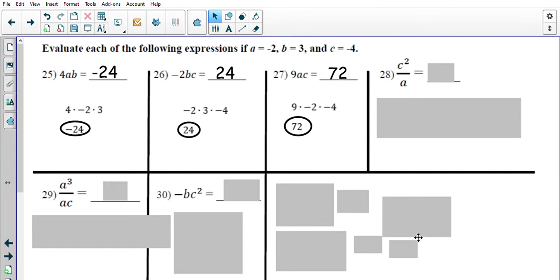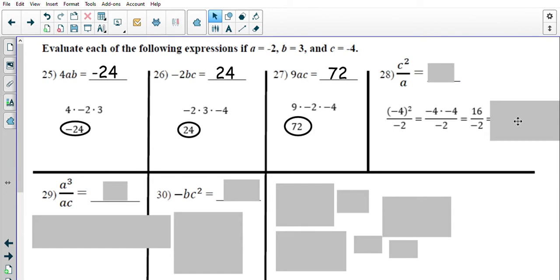Number 28, c to the second power over a. We've got to mix in some exponents too. So first thing we want to do is substitute those numbers in. C is -4, and I put it in parentheses because if you go back to the very beginning of Unit 1, we said that if your base is negative, you should put it in parentheses. Replace a with -2. -4 to the second power is -4 times -4, which, if you remember those rules, is 16. So I have 16 over -2, which means 16 divided by -2. That will be -8 for our solution.